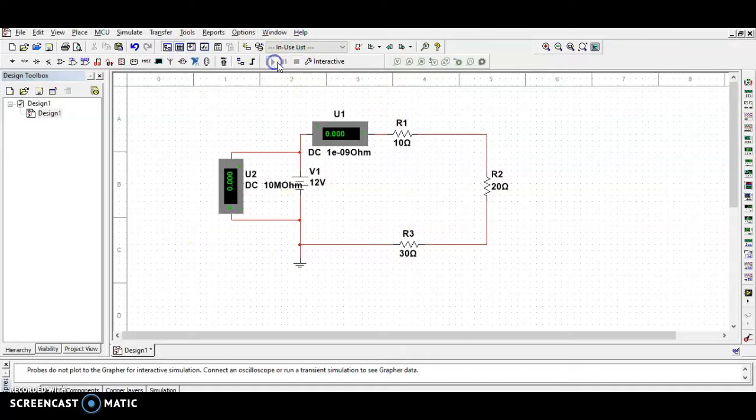So let's run it. Okay, as you can see, the total current in the circuit is 0.2 ampere, and the total voltage in this circuit is 12. We can also calculate the total voltage and total current in this circuit using Ohm's law, which is V equal to IR.